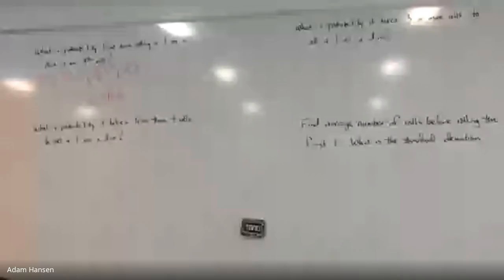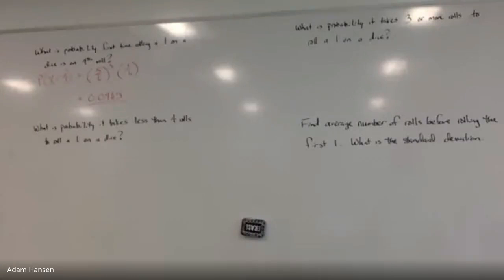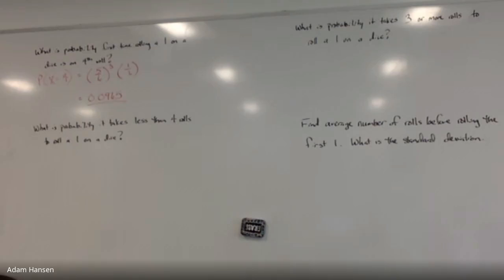Now, less than 4 rolls to roll a 1 on a dice. How is this question different than the one that we just answered? It takes less than 4 rolls, so I could get it on the first or the second or the third. So I need to combine the probabilities of each of those 3 different cases: getting the 1 for the first time on the first roll of the dice, the second roll of the dice, and the 3rd roll of the dice.